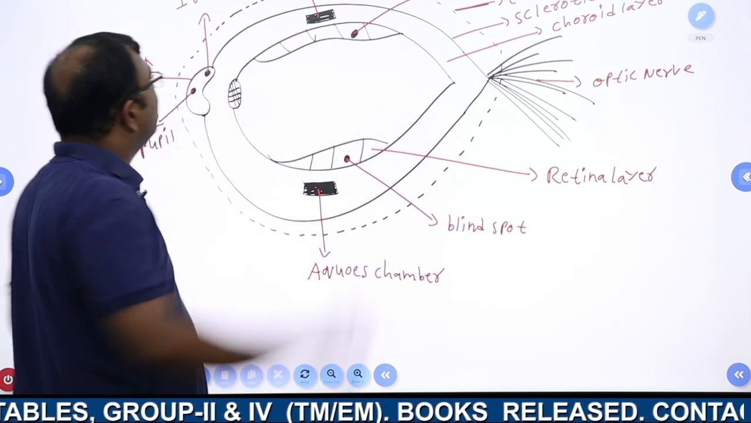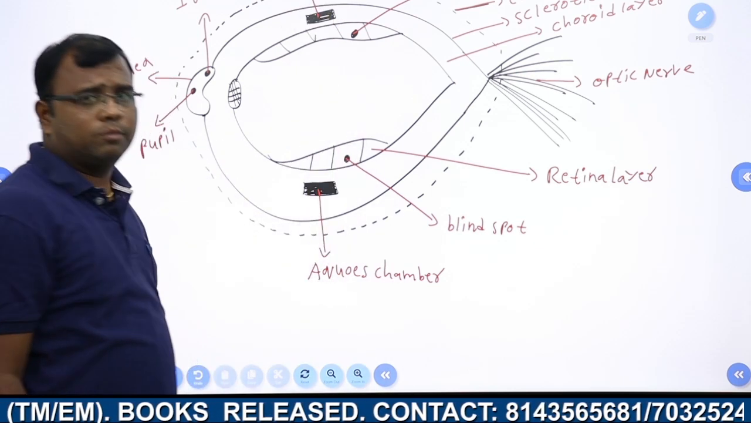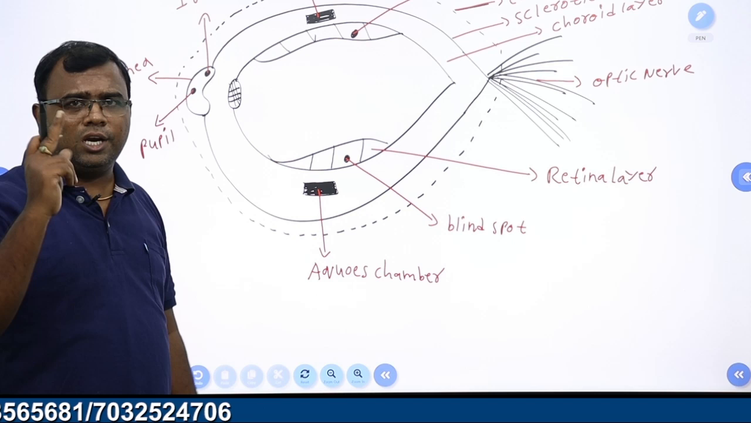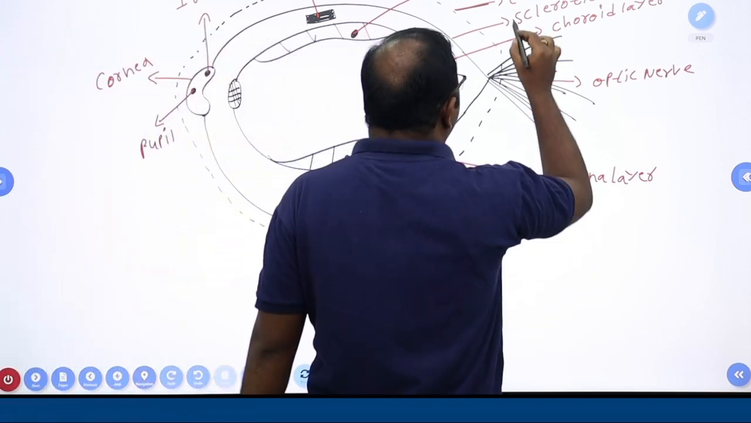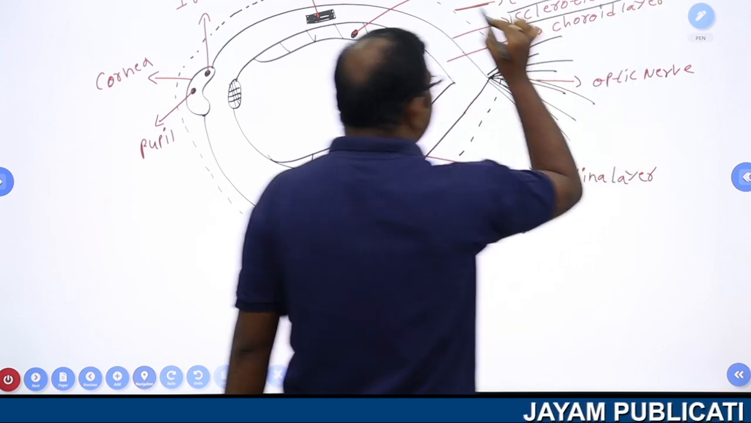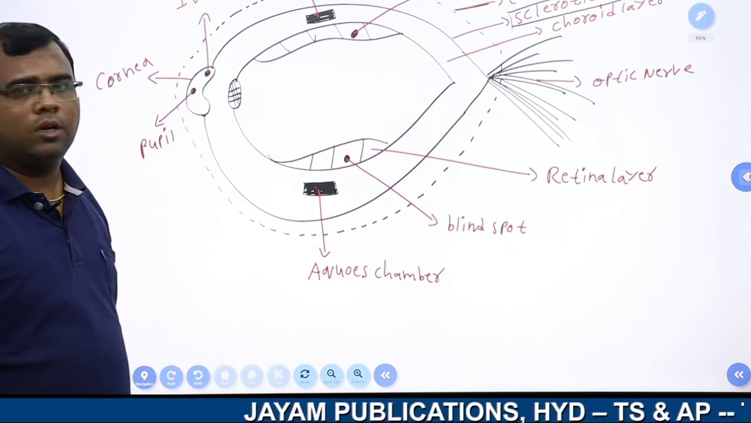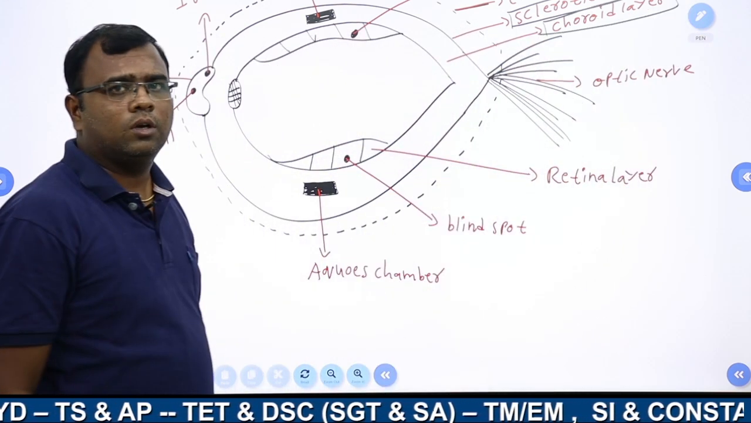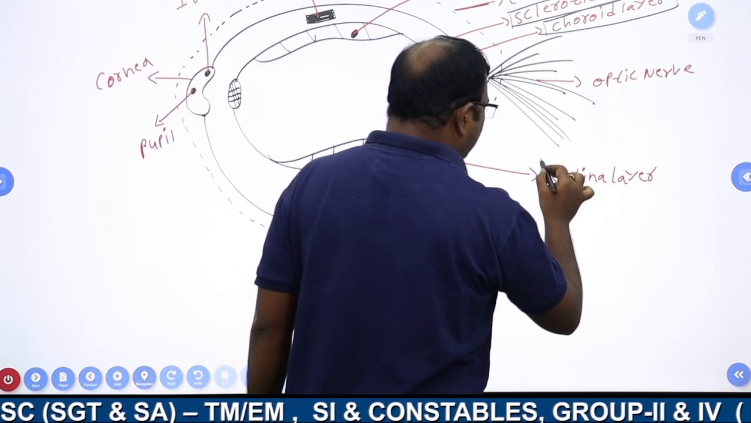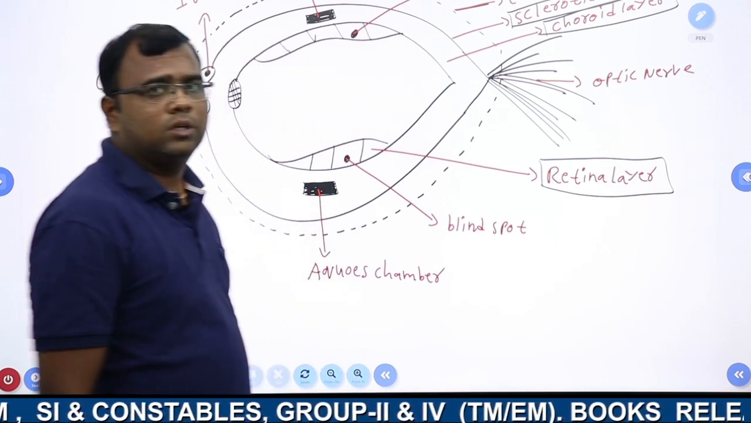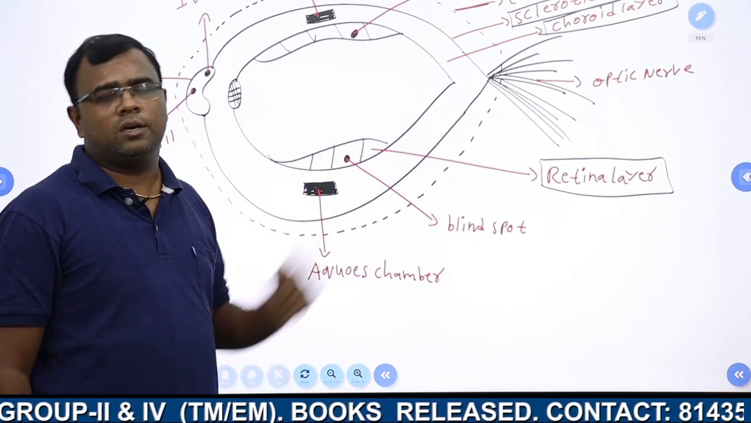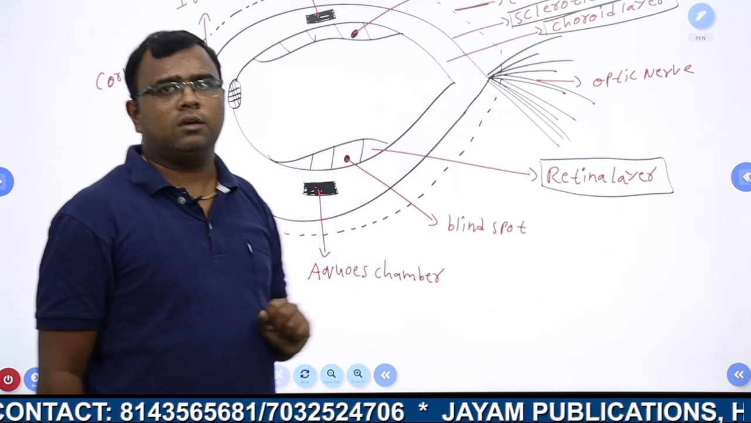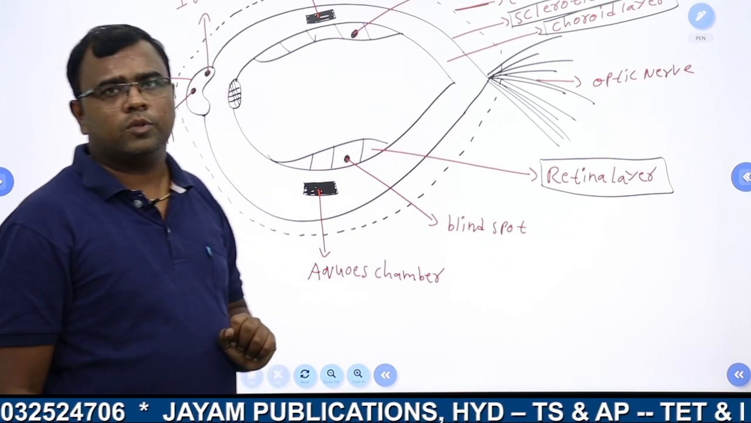Look at this picture. The eye consists of three layers. The first layer is the sclerotic layer. The second layer is the choroid layer. The third layer is the retina layer. The eye consists of three layers: the first is the sclerotic layer, the second is the choroid layer, the third is the retina layer.